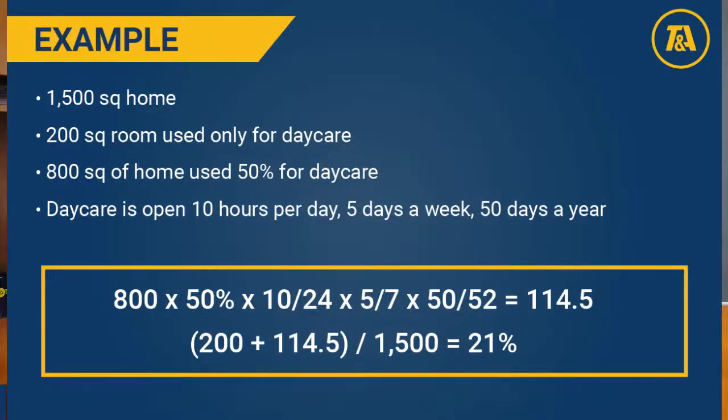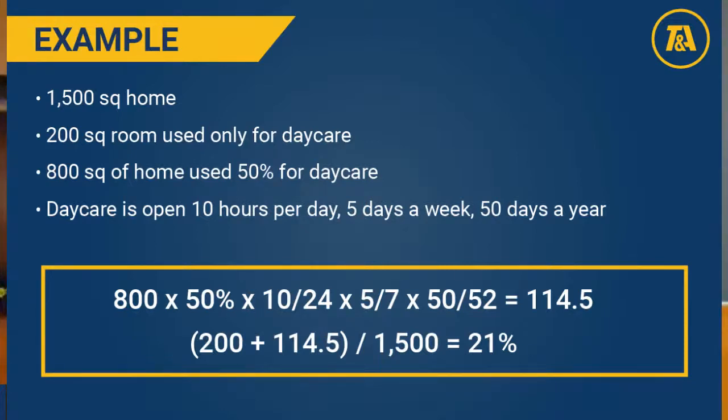So in this example, you're operating a home daycare, you have a 1,500 square foot home, you use a room or a couple rooms in the house that's used exclusively for daycare, maybe a basement, maybe another room. The square footage of that is 200 square feet. You also have another 800 square feet of your house that's used 50% for the daycare and 50% for your home. So in this case, the daycare is open 10 hours a day, 5 days a week, and 50 weeks a year.